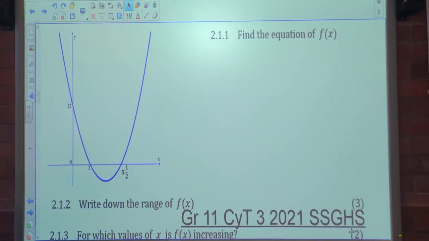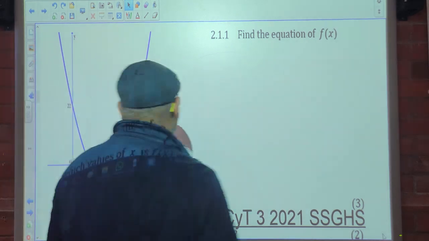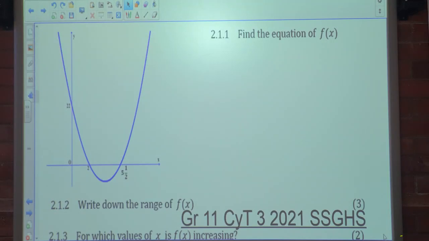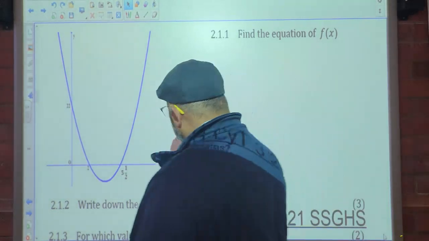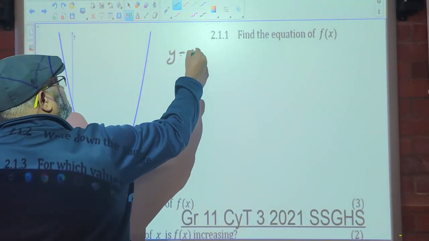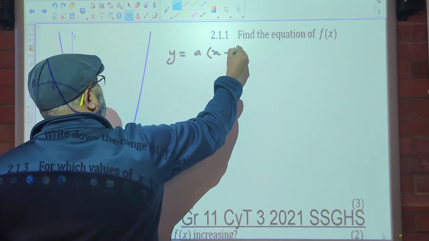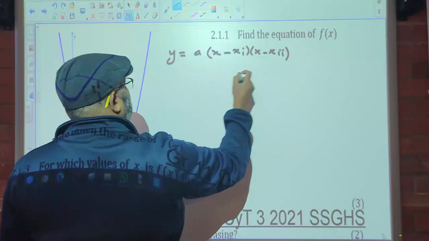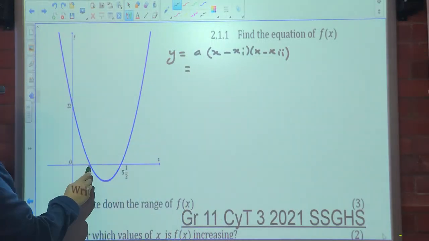2.1.1. Find the equation of f of x. People, what do we have here? We have two x-intercepts. Not so? So you follow the formula: y equals a into x minus x1, x minus x2, where x1 and x2 are your x-intercepts.